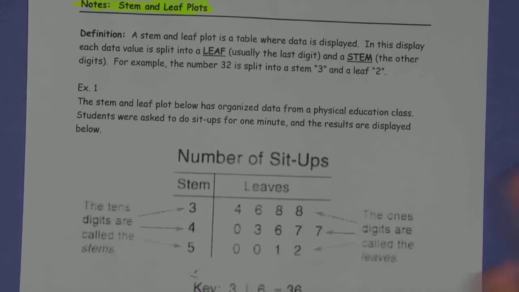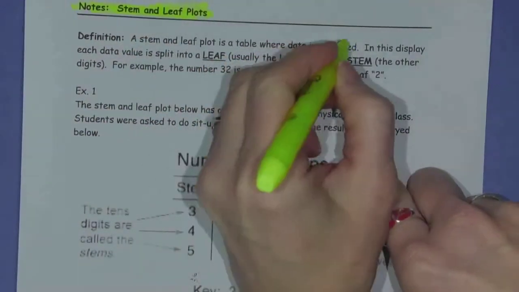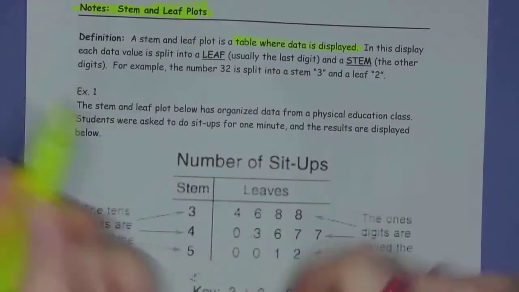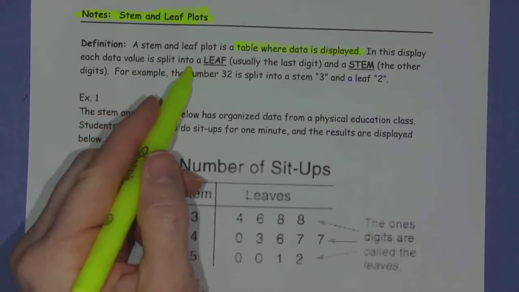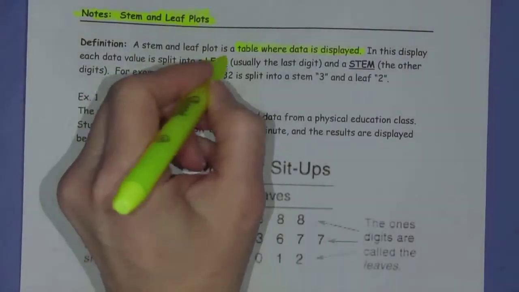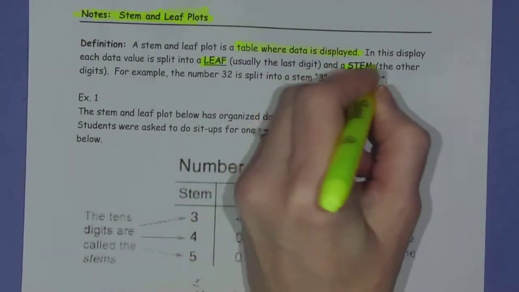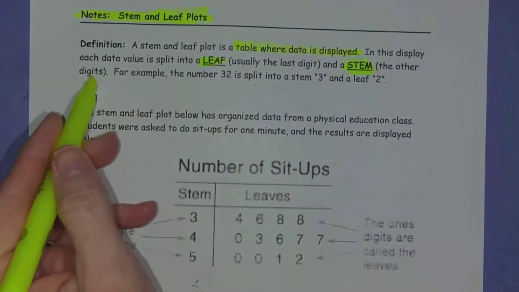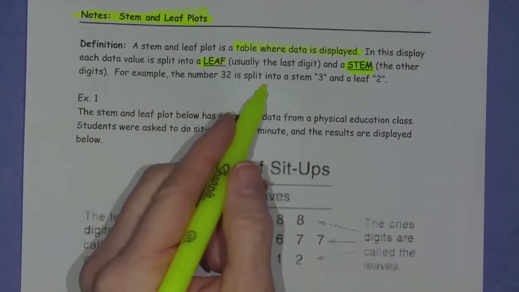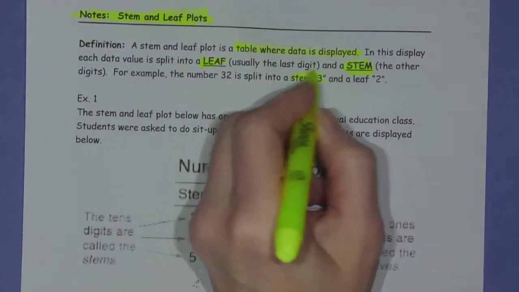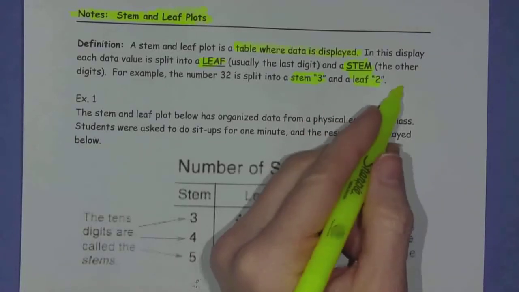This is the definition of a stem and leaf plot. A stem and leaf plot is a table where data is displayed. In this display, each data value is split into a leaf, which is usually the last digit of a number, and a stem, the other digits. For example, the number 32 is split into a stem, 3, and a leaf, 2.